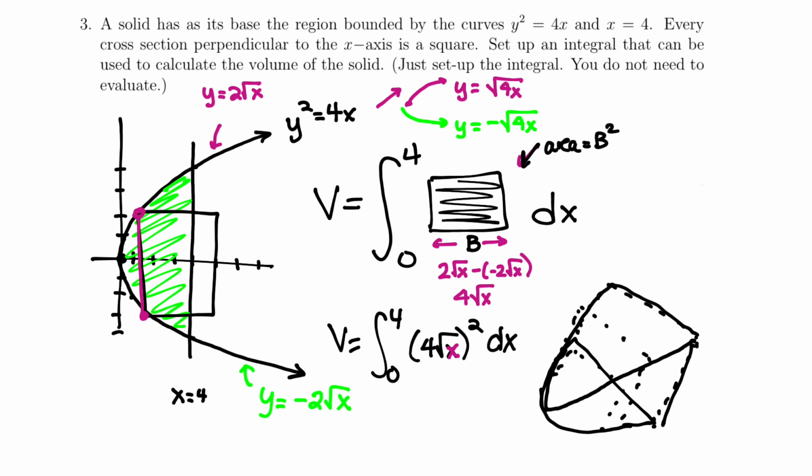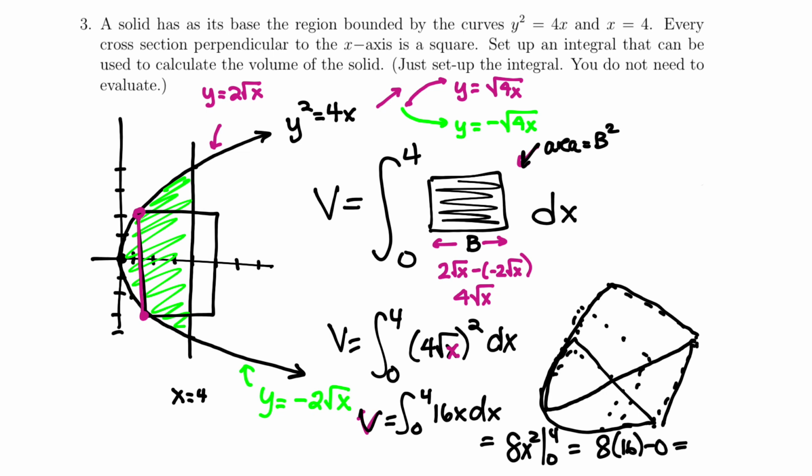What'd you guys get? 16x? So volume is the integral from 0 to 4 of 16x dx, which is what? Integrate that, that's 1/2. So that's 8x squared from 0 to 4. Did you guys get 8 times 16 minus 0, or 128? Cubic units.